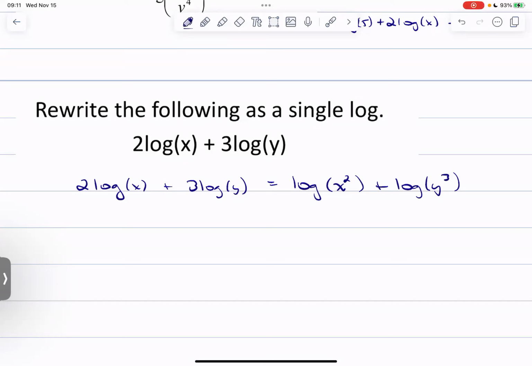That's allowed. Move back and forth. Now I have the same base and I'm adding logs of the same base, which means I can simplify this as the log of x squared times y to the power of 3. And then you're done.